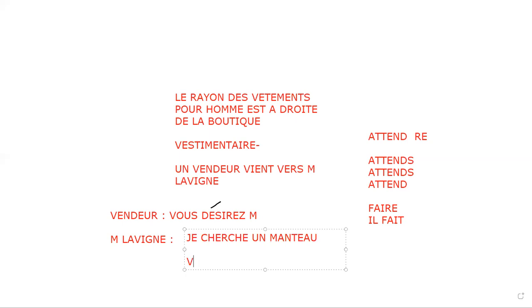Okay, now vendeur will say, what will vendeur say? He can say, nous avons. Nous avons is we have. Very important conjugation. Nous avons, what is the meaning? What is nous? We. What is avons? Have.